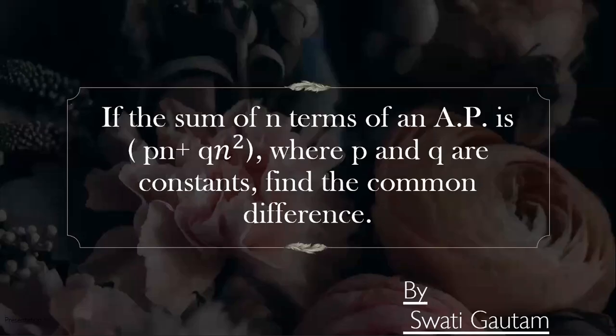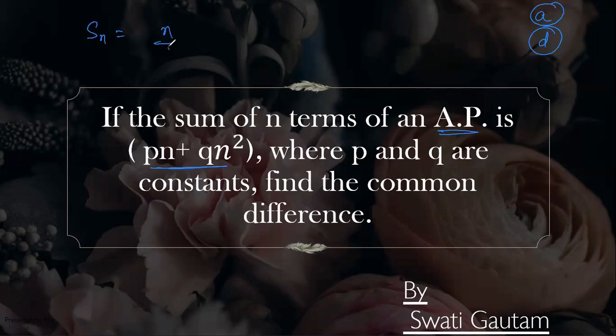The question says the sum of n terms of an AP, an arithmetic progression, is given. It's a sequence in which the difference between two consecutive terms is the same. So the sum of n terms of the AP is given to us. When we talk about an AP, a is the first term, small d is the common difference between two consecutive terms, and n is the total number of terms. The general formula for the sum of n terms is n by 2 times (2a plus (n minus 1) times d).